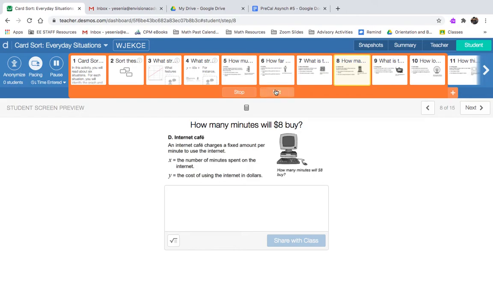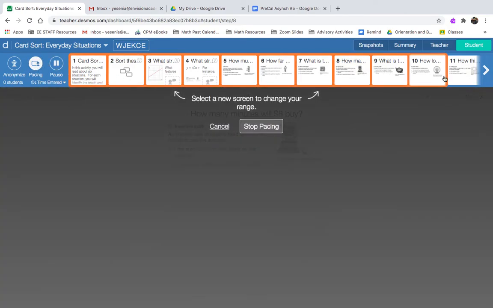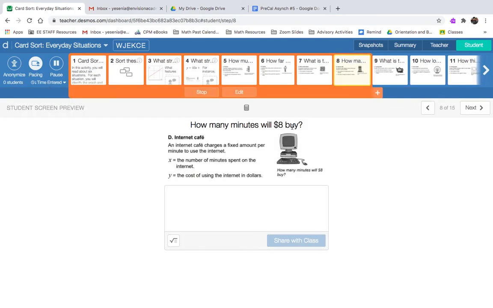So I'm actually going to stop it at 8. Let me fix the pacing. Let's do it up to slide 8. There we go. Let's go ahead and complete up to slide number 8. The instructions will be updated on Precalc Async number 5, but the pacing will stop here.